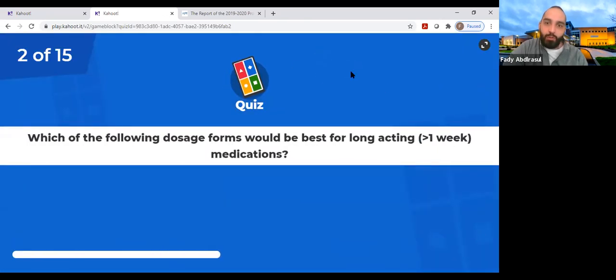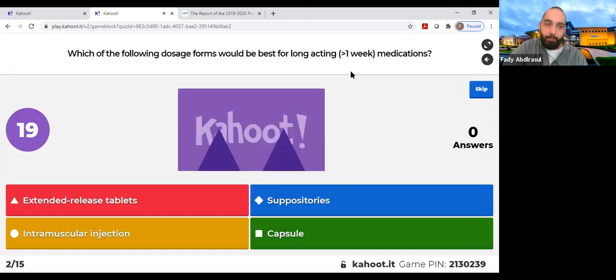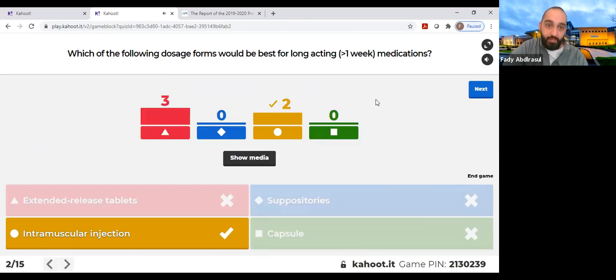Which of the following dosage forms would be best for long-acting, greater than 1 week medications? All right, yes, so intramuscular injection. Remember how we talked about some of those antipsychotic medications? They are intramuscular injections, and they can last upwards of a month or so. So a patient only has to come back every month to get a shot, and so then they don't have to worry about taking tablets every day. Good.